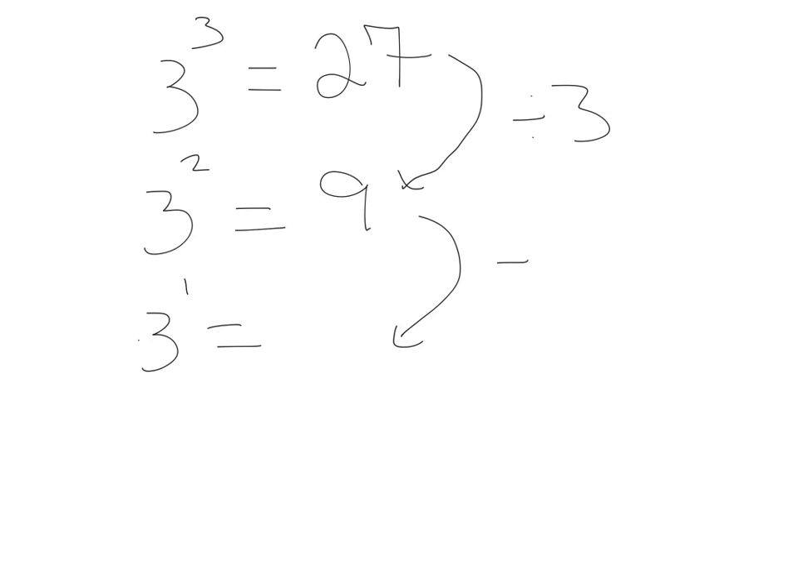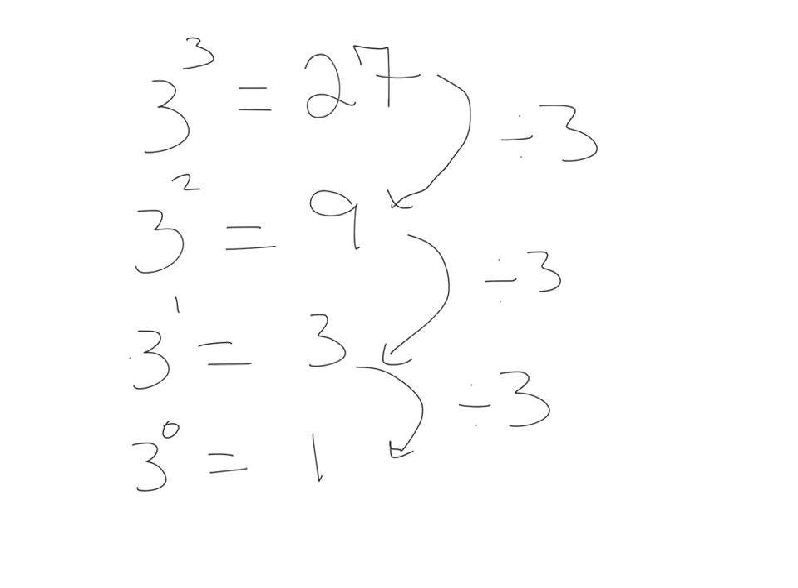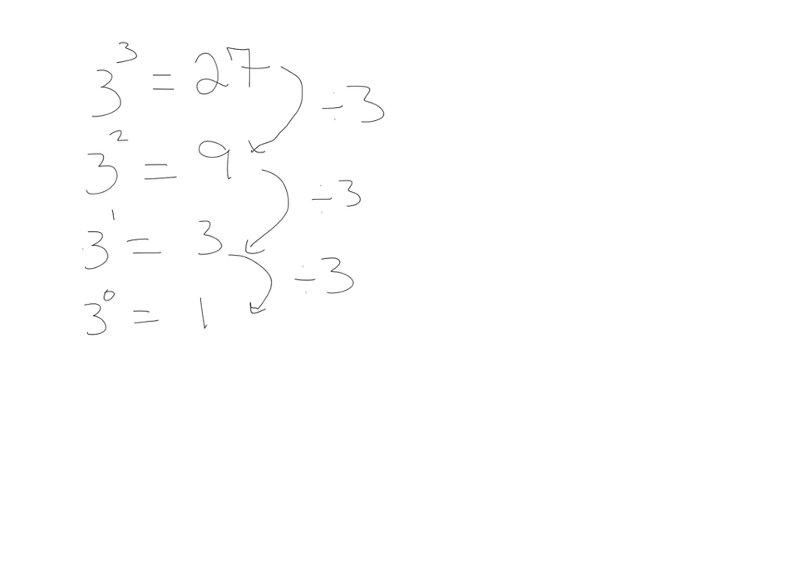If we take 9 and we divide by 3, we get 3. Is 3 to the first power 3? It is. Good. So that should give us what 3 to the 0th power is, following that same pattern. 3 divided by 3, 1. This starts to get particularly interesting when we talk about negative powers.